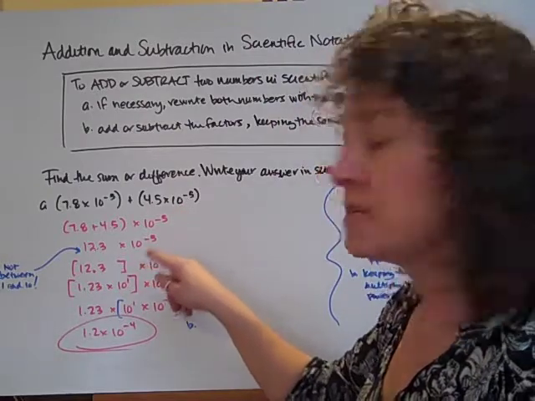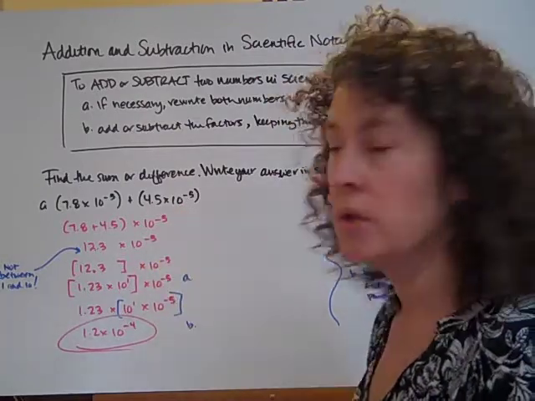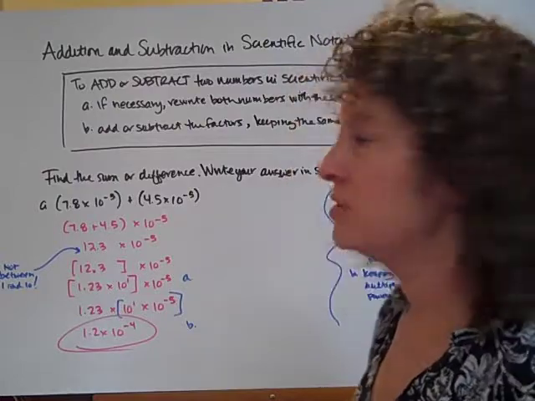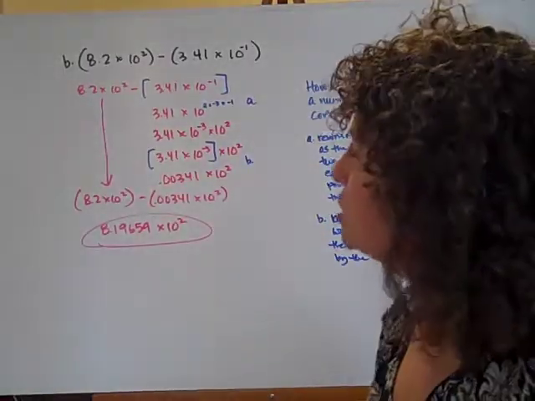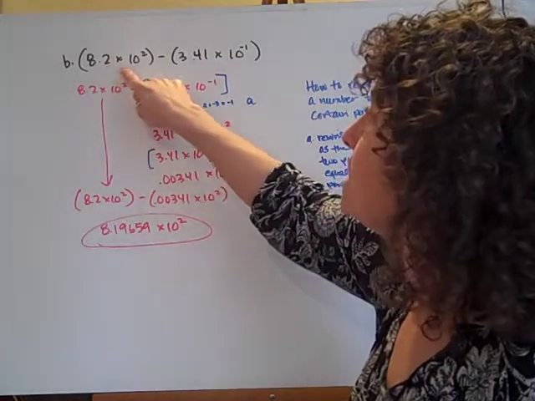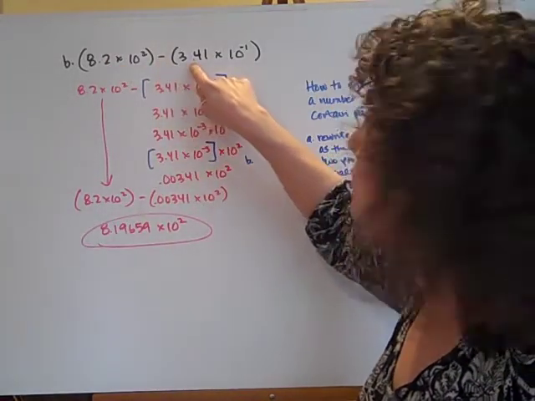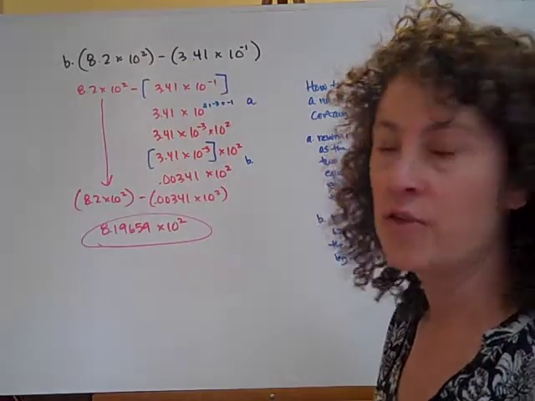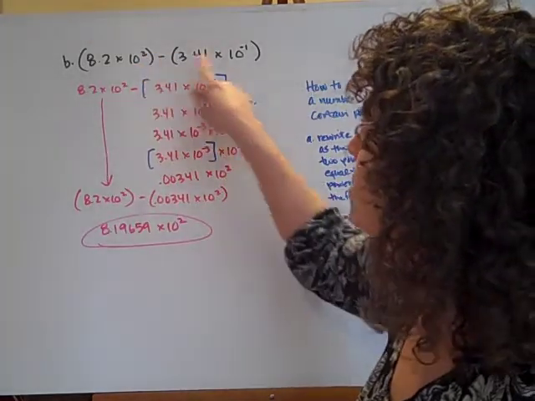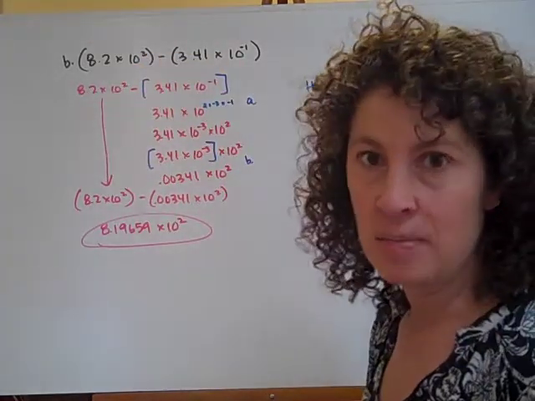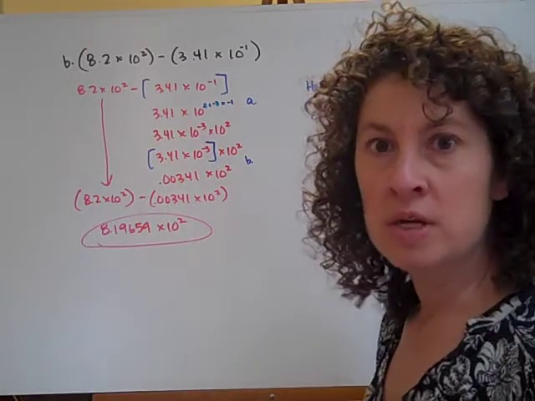Once we added, we realized this wasn't scientific notation, and I needed to do a little tweak to turn it into scientific notation. All right, let's take a look at some subtraction here. So I'm going to do 8.2 times 10 to the second power minus 3.41 times 10 to the negative first power. Now you'll notice that these powers of 10 are not the same. So I can't subtract them the way they are because they're not alike.